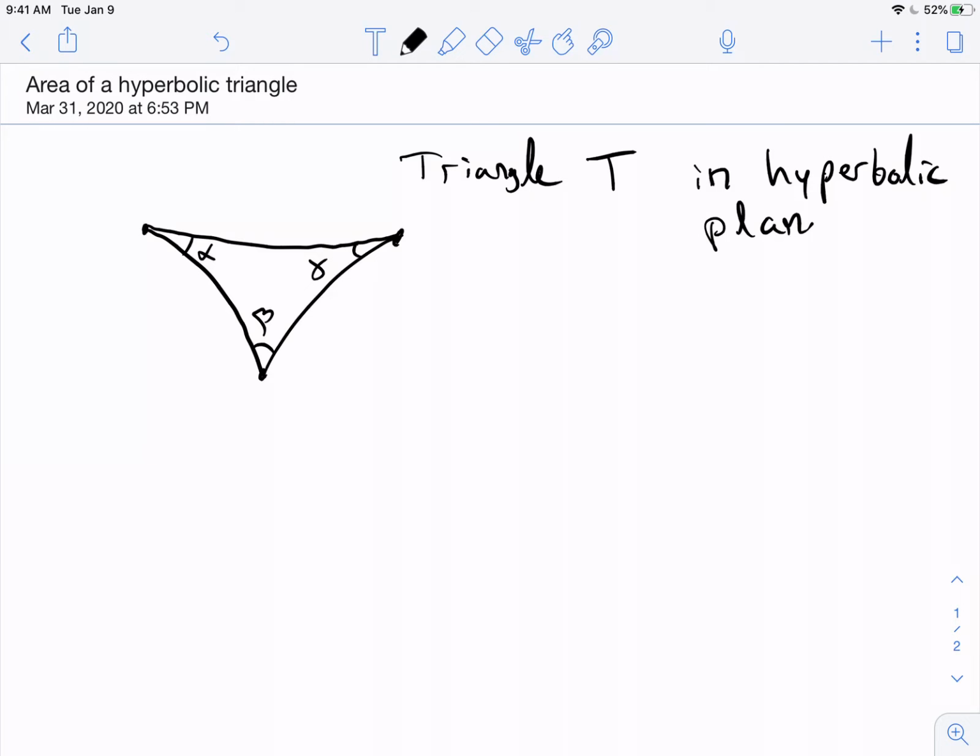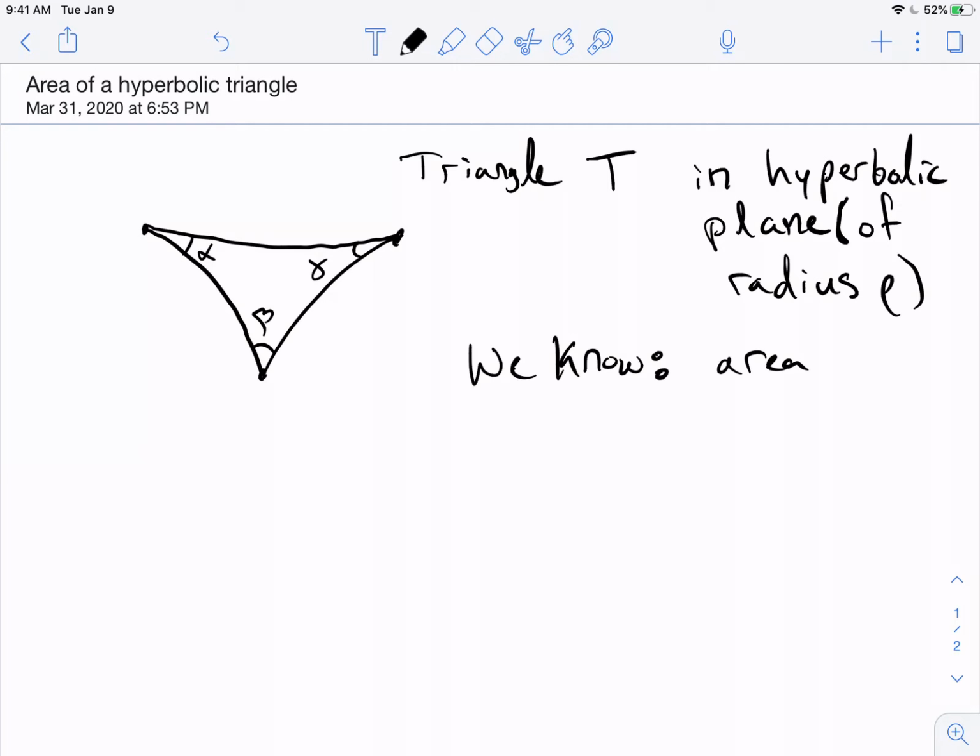And we're assuming it lives in the hyperbolic plane, which means we're allowed to use all the things we know about the hyperbolic plane. And let's assume that the radius of this hyperbolic plane is rho. Then what do we know? So from previous lectures, we know that the area of any ideal triangle is, I think we denoted this I rho, and it's equal to pi rho squared.